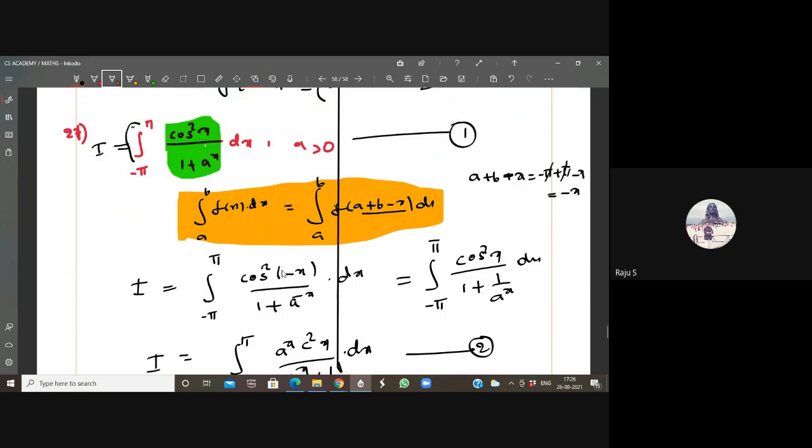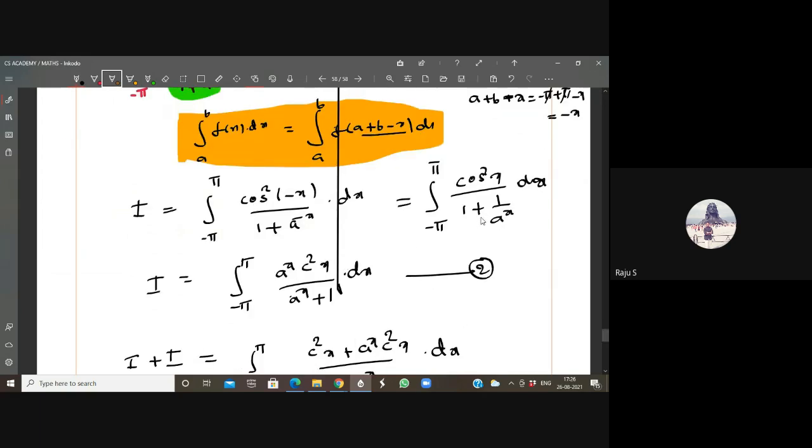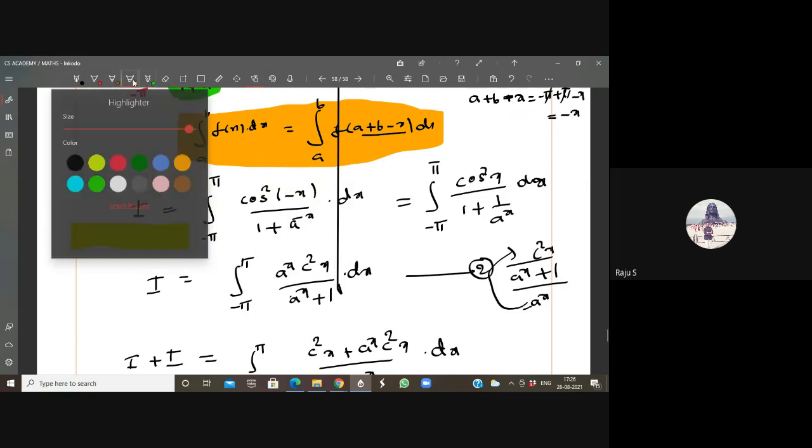In the integrand alone you have to replace, not in place of dx, right? Cos square x, cos square of minus x, is cos square x. Here a power minus x becomes 1 by a power x. When I take the LCM, what is the LCM here? A power x is the LCM. Here a power x plus 1. This a power x becomes the numerator, am I right? This is cos square x by this. This becomes a numerator, so I have written that directly here. Got it? Yes, sir. Thank you, sir.